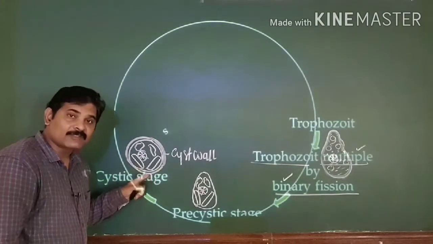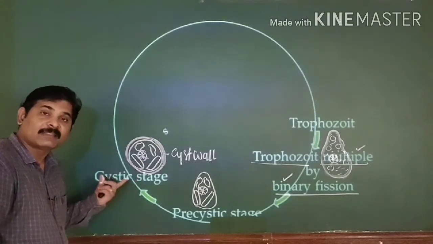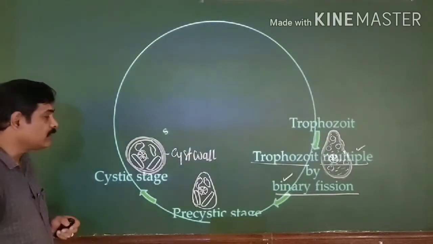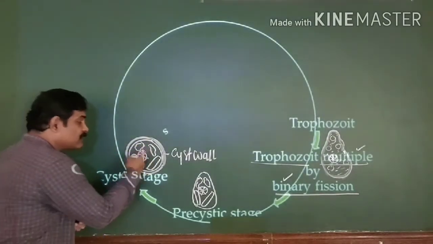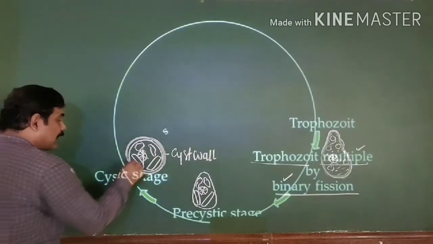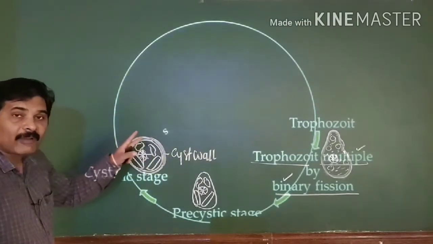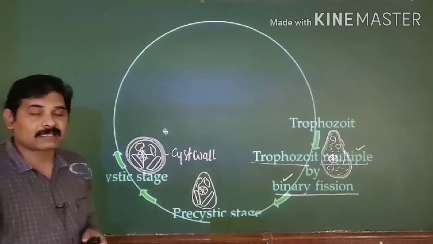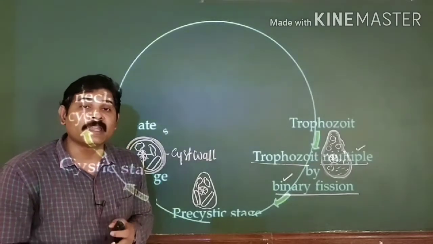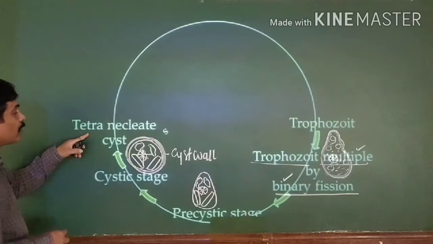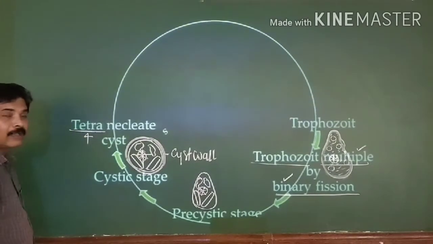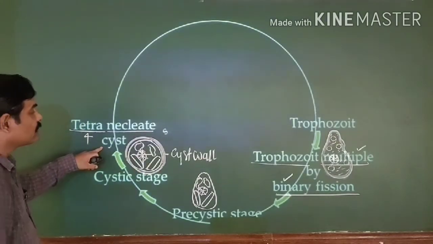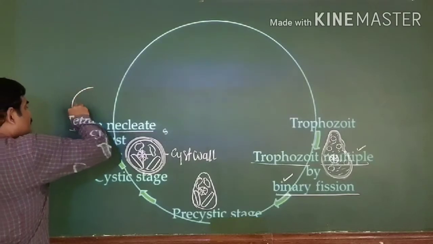Now at this cystic stage, what happens? The nucleus present in the cystic stage undergoes two divisions. Two successive nuclear divisions take place. One division results in the formation of two nuclei, followed by a second division that results in the formation of four nuclei. So the cystic stage later develops into another stage that we call the tetranucleate cyst stage. Tetra represents four here. Nucleate means it has four nuclei. Hence we call this stage the tetranucleate cyst stage.